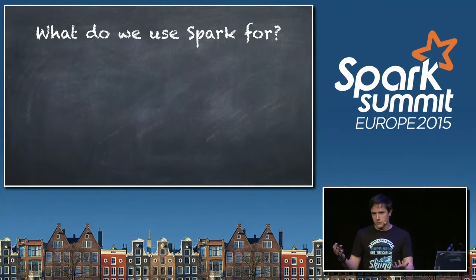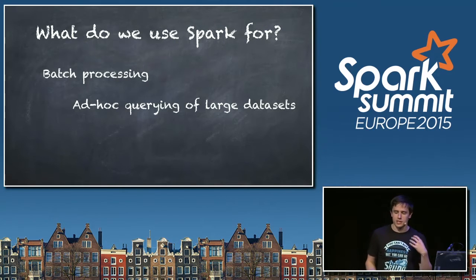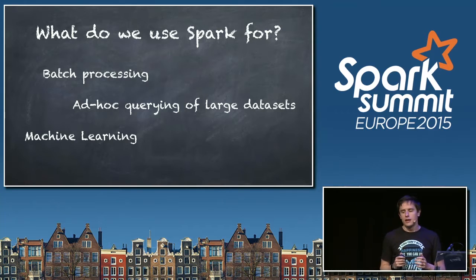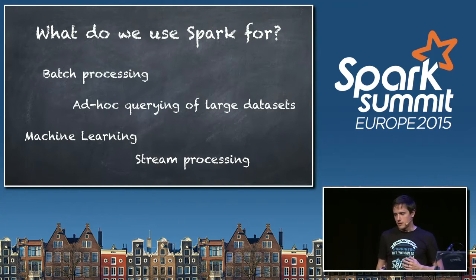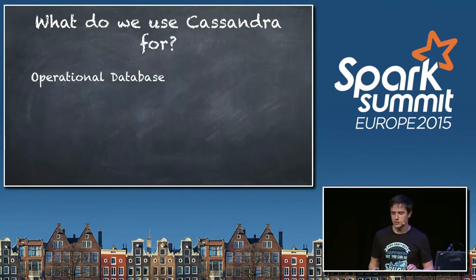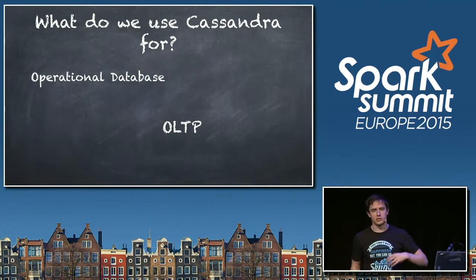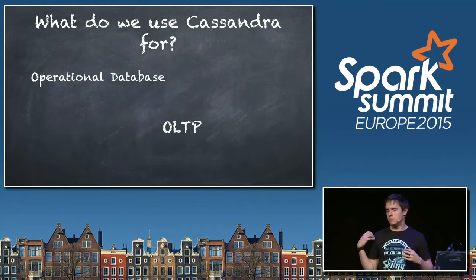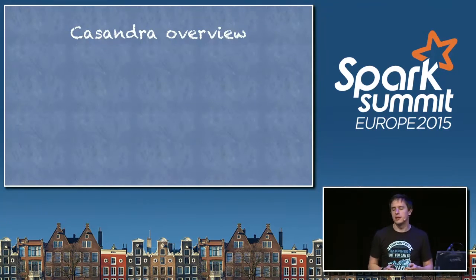So I see them as very different worlds. When I talk to people who are pure Spark and Hadoop people, we're obviously doing things like batch processing, ad hoc querying of large data sets, probably some machine learning, and then stream processing. None of that is anything the people I normally talk to on a day-to-day basis do. They're using Cassandra to build an operational database. So we're talking about the backing of websites, trade processing, online television, things like that. So what am I doing here? Am I in the wrong place?